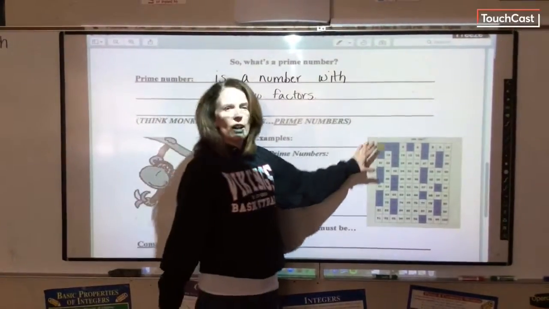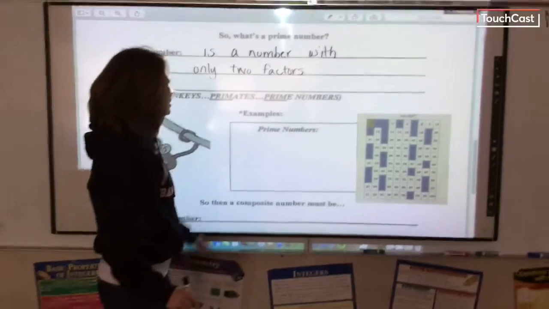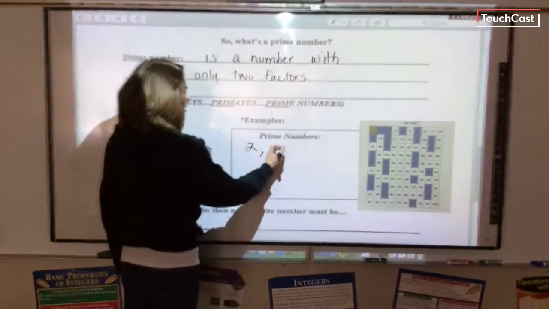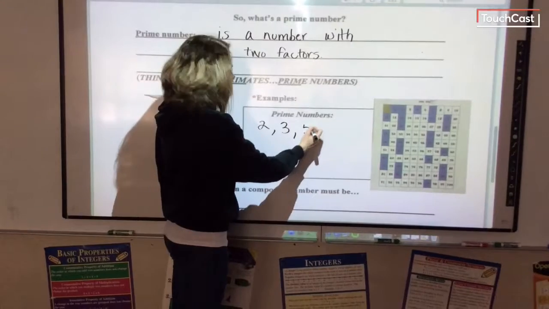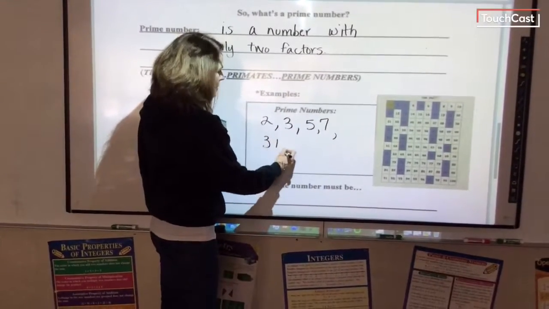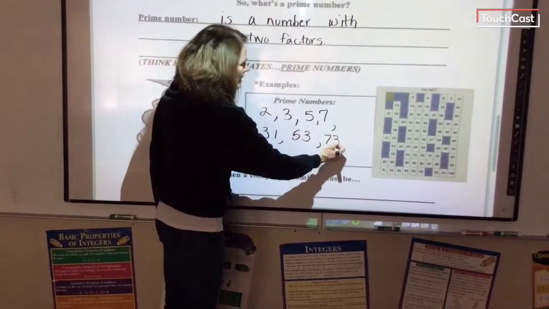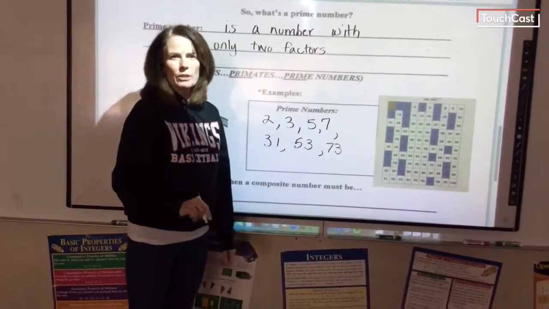We also have a hundreds chart. Any number colored in blue is a prime number. So examples of prime numbers would be 2, no, yes, 3, 5, 7. 31 is a prime number, 53, 73, and again, any number that only 1 and itself go into.